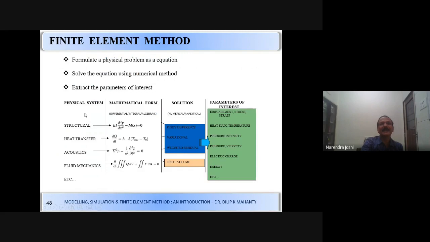This is captured in this slide: physical system, mathematical form, solution, numerical, analytical. What kind of solutions do we use? Types of solution.